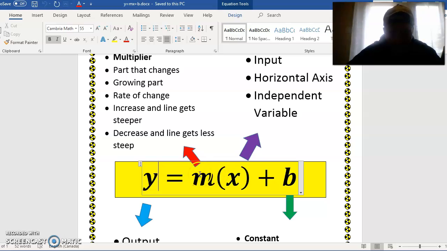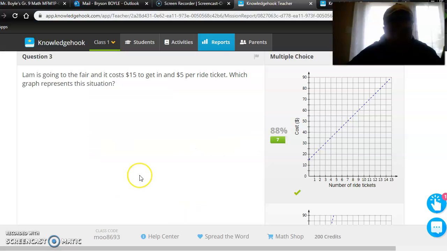So if we charge $5 and we go on 3 rides, that's $15 on rides, plus $15 on our ticket to get in. 15 plus 15 is $30. So if I want to spend $30, I can go to the fair and I can ride 3 rides. That's how that would work.